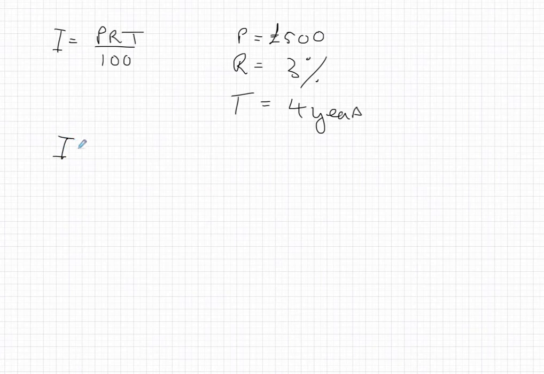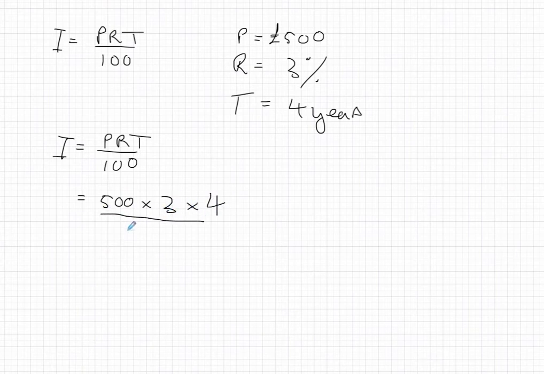So I is equal to PRT over 100. So the principal is 500, the R is 3, and T is 4, over 100. The 100 cancels. 5 times 3 is 15, so it's 15 times 4, which is £60.